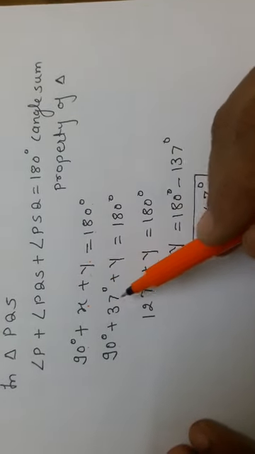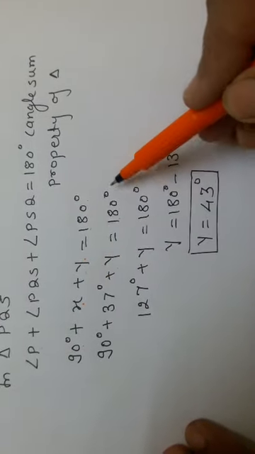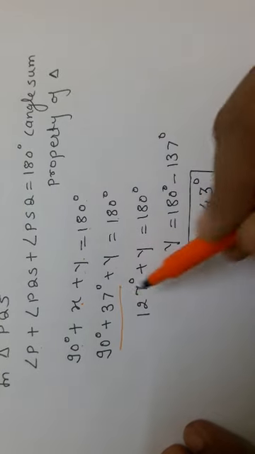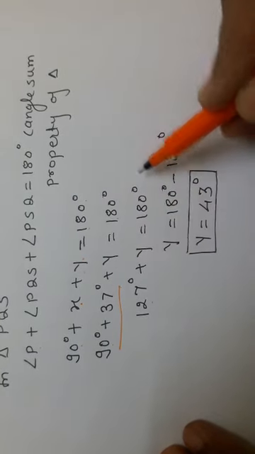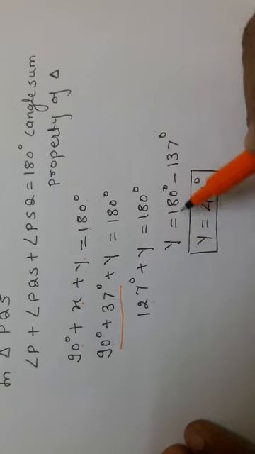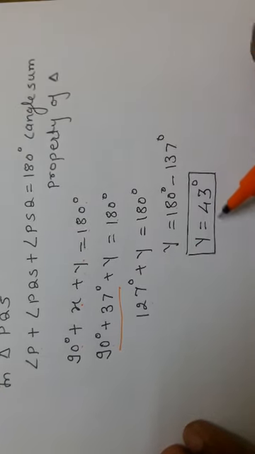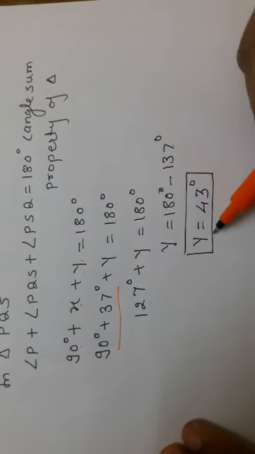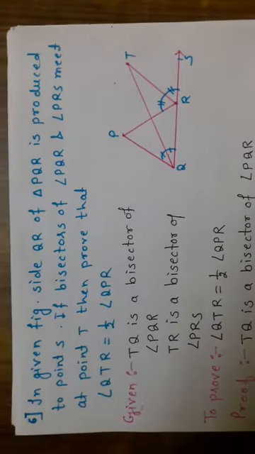90 degrees plus the X value, 37 degrees, plus Y is equal to 180 degrees. Their sum is 127 degrees plus Y is equal to 180 degrees. So Y is 180 degrees minus 127 degrees, which means the answer is Y is equal to 43 degrees.